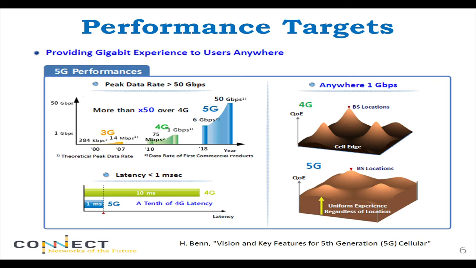What does it mean? That if you have, say, a peak of 1 gigabit per second, like in 4G, and you have 3 users, the most on average you can provide is 333 megabit per second, right? So this is not per user, this is per point of attachment, okay?